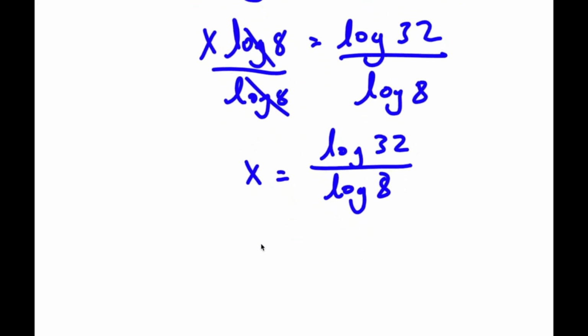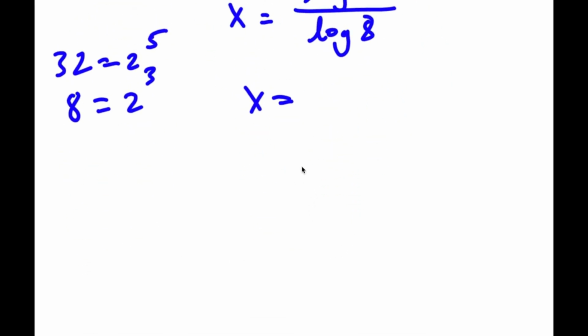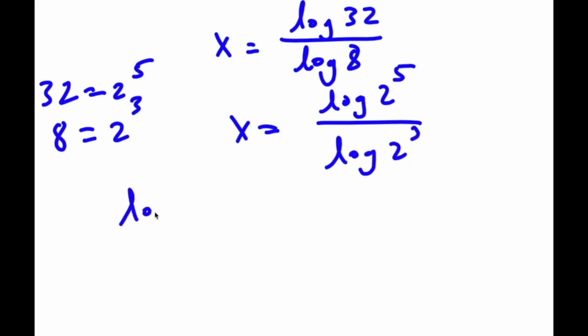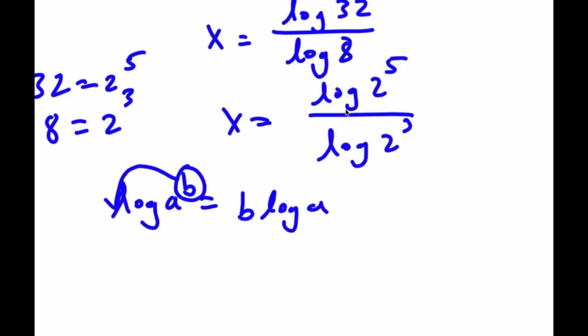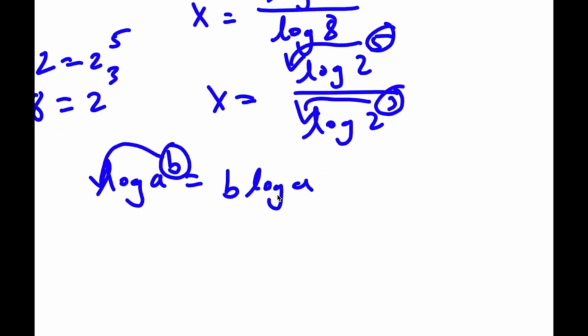Now 32, that's the same thing as 2 to the power of 5, and 8, this is the same thing as 2 to the power of 3. So now I have log 2 to the power of 5 over log 2 to the power of 3. Now remember, log a to the power of b, I can move this exponent b to the front, so I have b times log a. So I'm going to do that for both of these. So for log 2 to the power of 5, I'll move 5 to the front. For log 2 to the power of 3, I'll move 3 to the front.